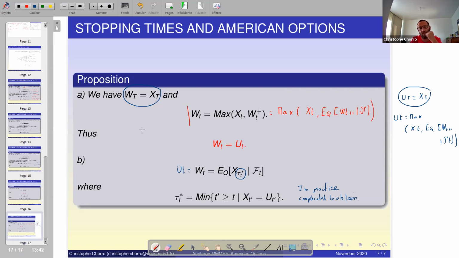stopping times and martingales. So I do the proof for this one, and the proof of this one is a nice exercise concerning stopping times, so you can do it in order to train for the stochastic calculus exam, for example, and we will discuss the proof of this one if you have some question, in the next live session.